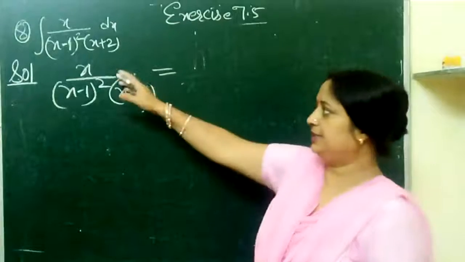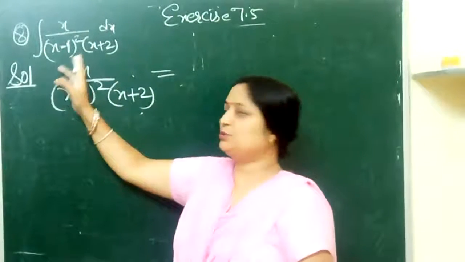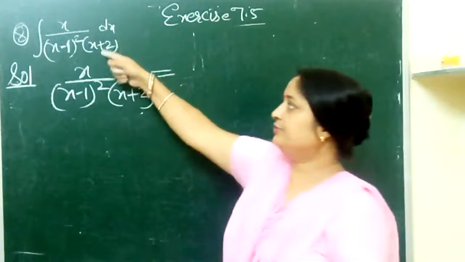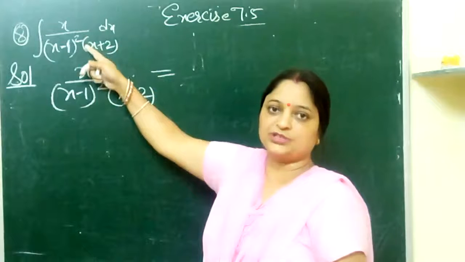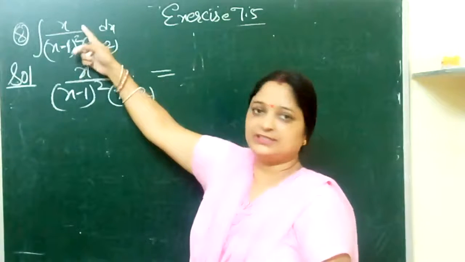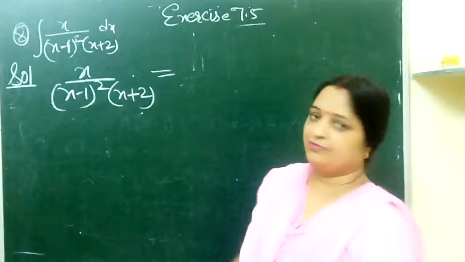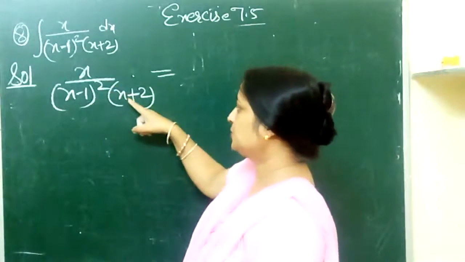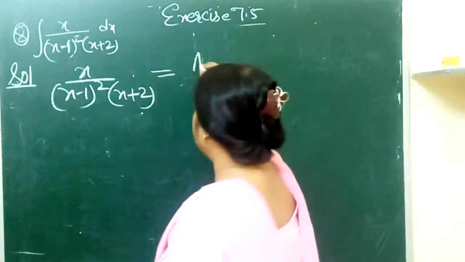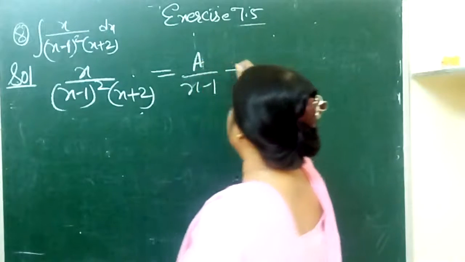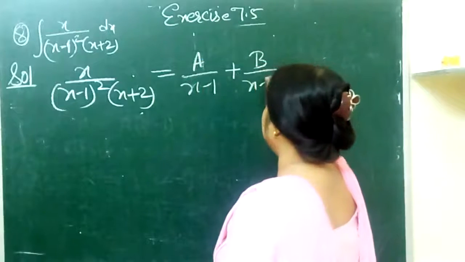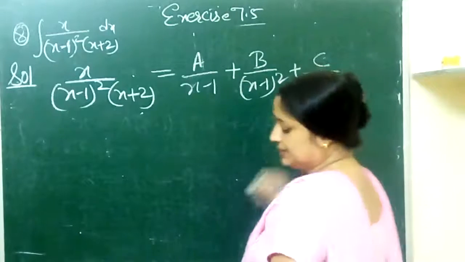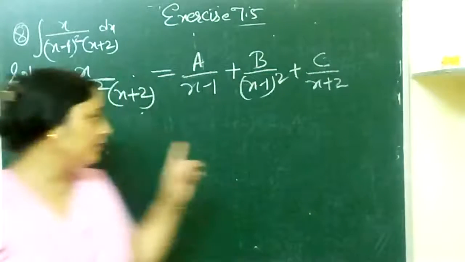Now in question number 8, x upon x minus 1 whole square into x plus 2 dx. Now students, first of all, say, is this a proper fraction or improper? You can see here it is a proper fraction. After that we will use the partial fraction formulas here. So we can write this term as a upon x minus 1 plus b upon x minus 1 whole square plus c upon x plus 2. Yesterday I told you the formulas, you can see the formula.